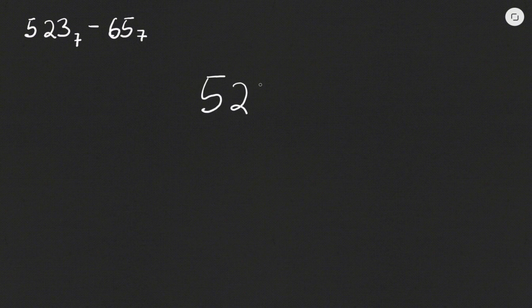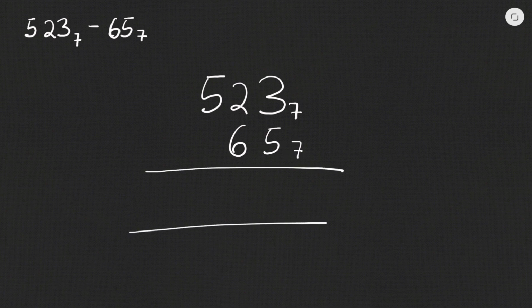So we are to evaluate 523 base 7 minus 65 base 7. Okay, so let's proceed to look at the solution to this problem. So I have 523 in base 7 and then 65 in base 7. Very good. So let's proceed to look at the solution to this problem. Let me maintain the base 7 over here. So I'm to subtract 5 from 3, which is impossible. So I'll borrow 1 from the 2 over here.